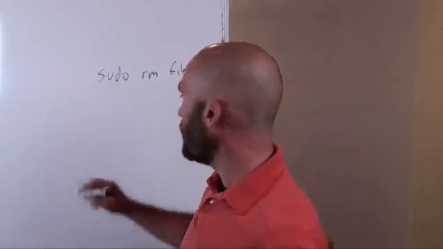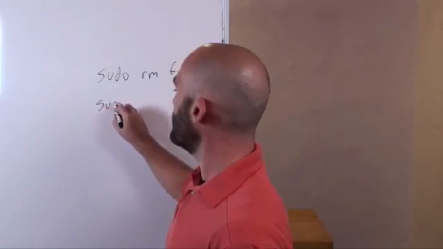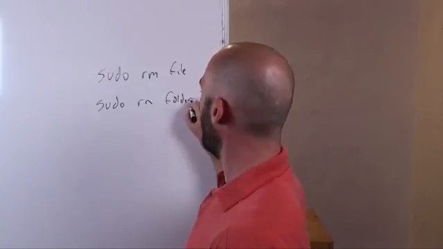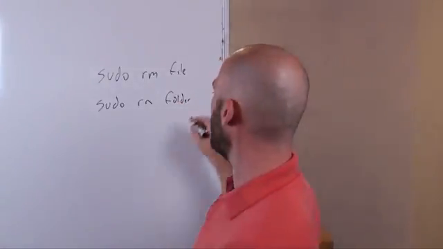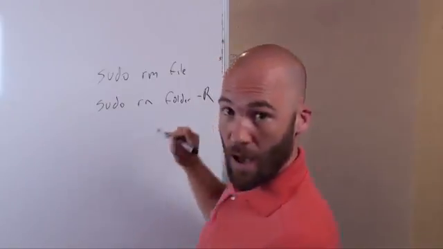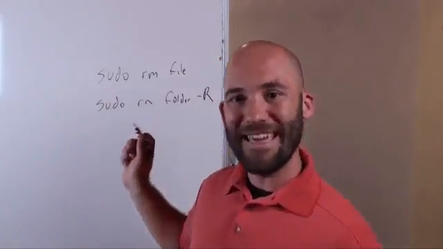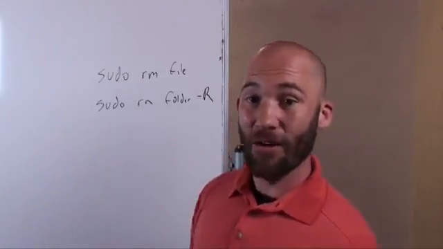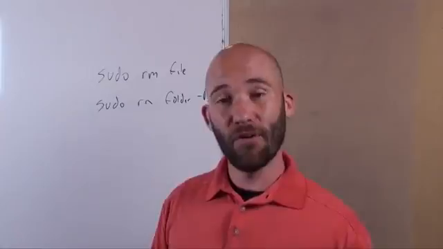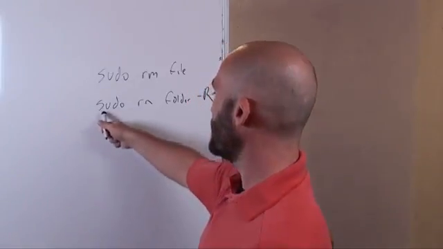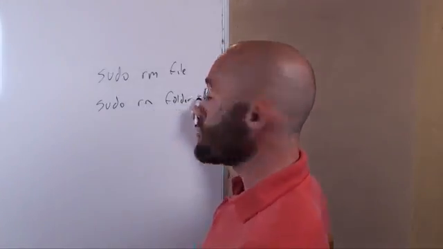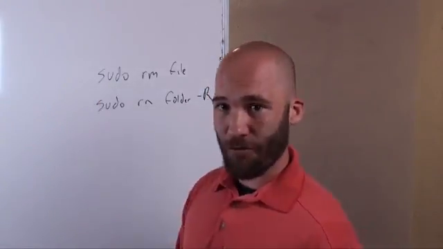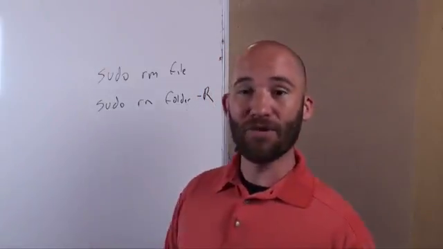If you're deleting a folder, what you need to do is sudo space rm space the folder name, or the full folder path if necessary, space hyphen uppercase R. This means recursive. Recursive means do the same thing to everything else that's in this folder. So if you're trying to delete the folder and all the contents of the folder, you do sudo rm folder -R. That will delete everything in the folder. So it'll delete the folder and everything in it. If you don't use this hyphen R, most of the time it will fail out.